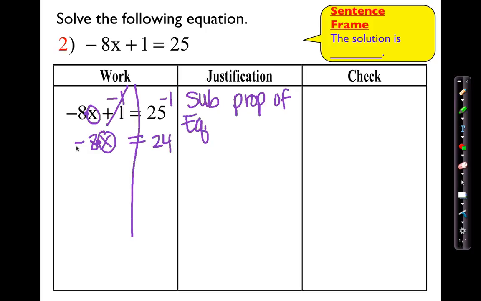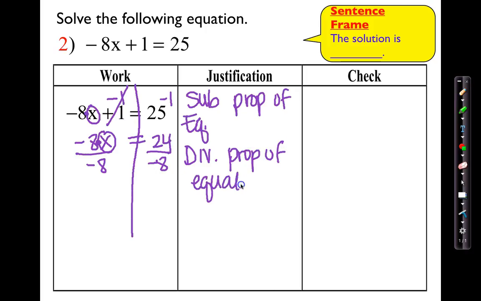Some students automatically think this is a minus 8, so they get tempted to add 8 to both sides. You need to think about what relation this number has with x. You'll notice it's not subtracting 8 from x, it's actually being multiplied. That's why we are going to be dividing, because the inverse of multiplying is dividing. So since we're dividing both sides, we are utilizing the division property of equality.